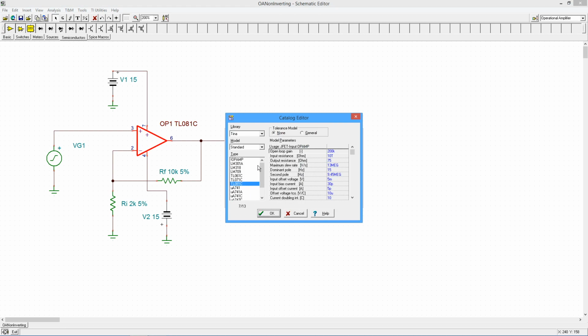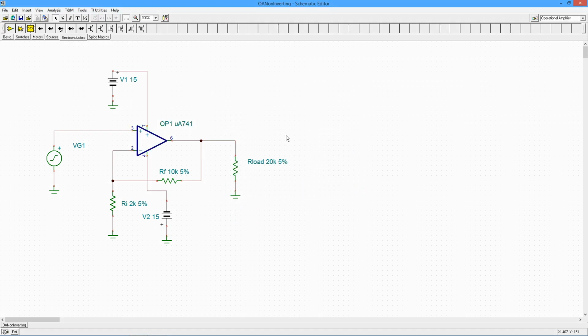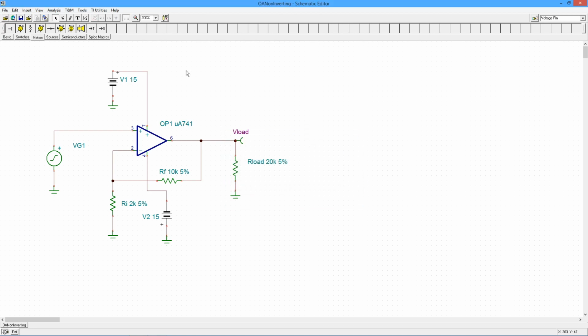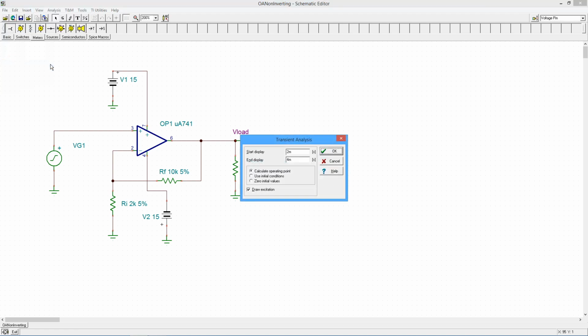Okay, so we can try this with other op amps. Now you can go through this list and grab different devices. The 318 is a very fast op amp compared to these, but let's return back to our 741. Let's do a transient analysis. First, we're going to add an output meter. We'll call this VLOAD. How inventive.